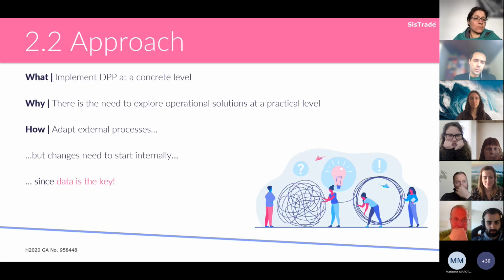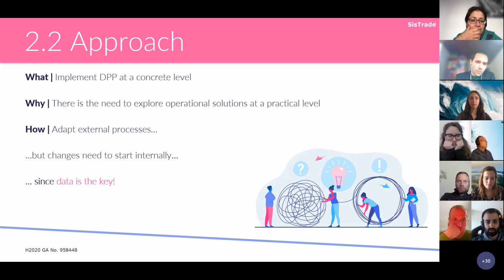So what do you need? We need to implement DPP at a concrete level, and why? There is the need to explore operational solutions at a practical level, and how we need to adapt external processes. The changes need to start internally because data is the key for exchanging information.